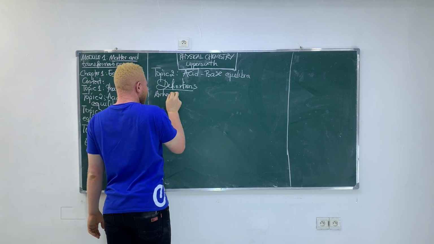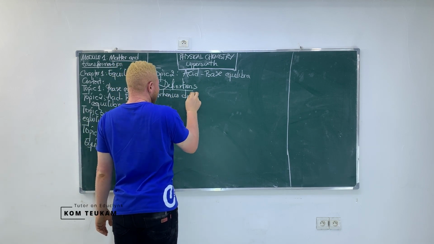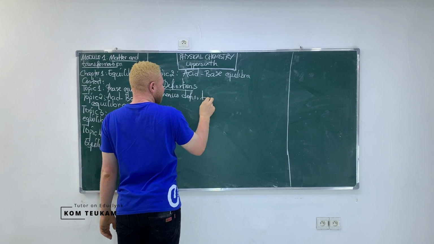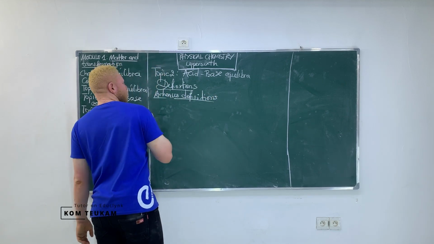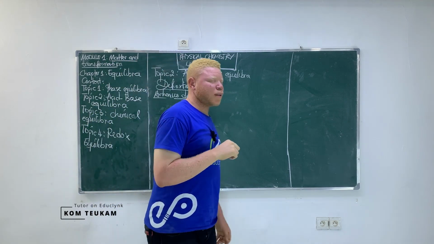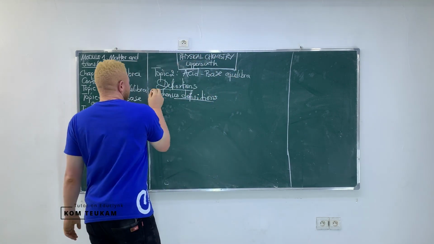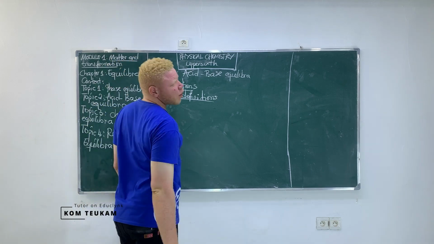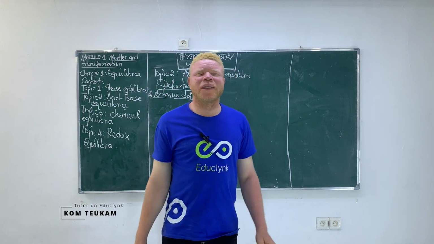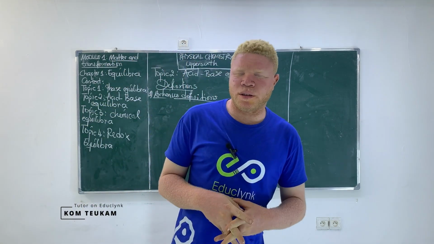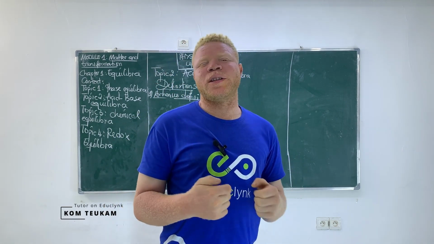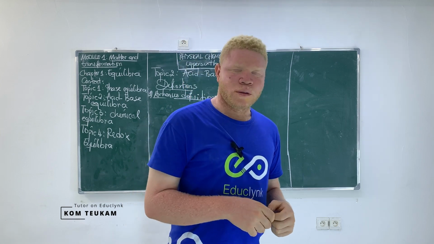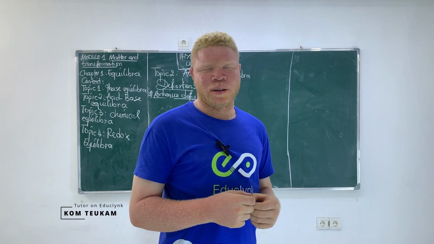Arrhenius definitions. According to Arrhenius, an acid is a substance that dissolves or ionizes in water, producing H plus as the only positively charged ion. So we can materialize this using an equation.